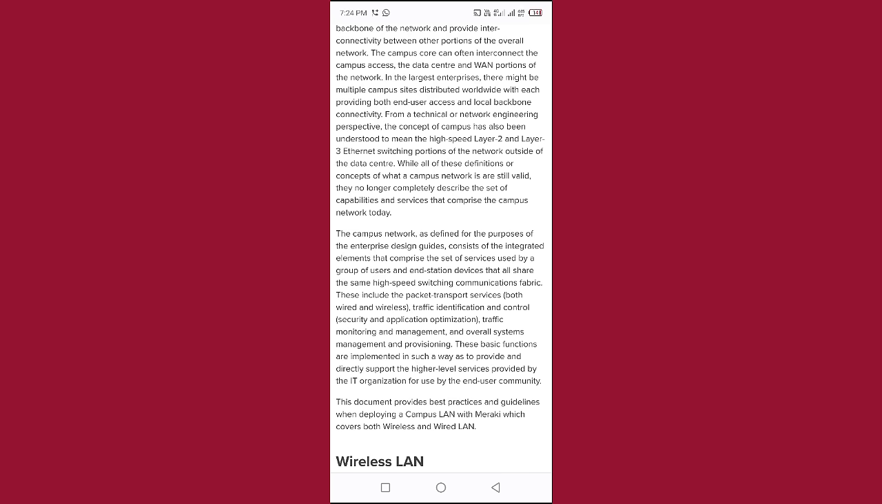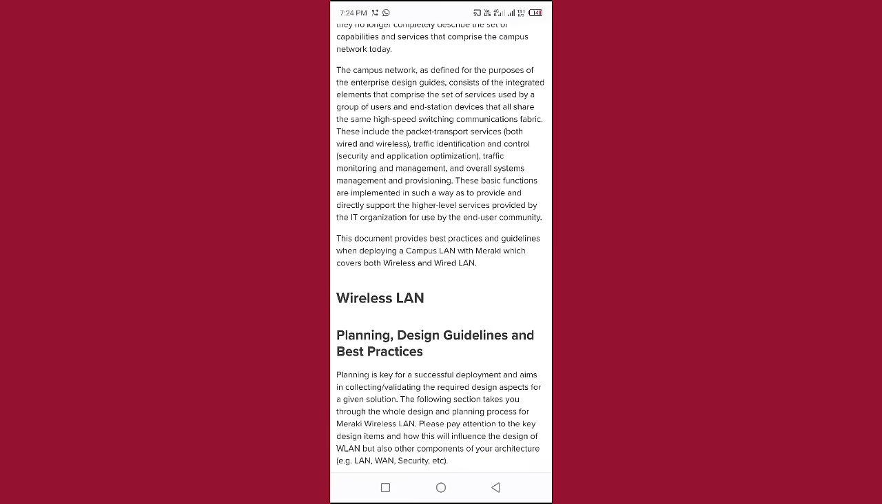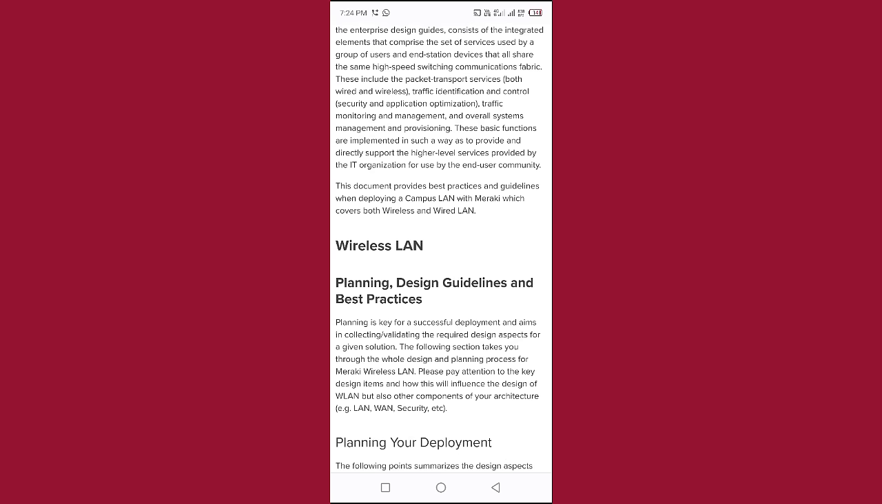These basic functions are implemented in such a way as to provide and directly support the higher level services provided by the IT organization for use by the end user community. This document provides best practices and guidelines when deploying a campus LAN with Meraki, which covers both wireless and wired LAN. Wireless LAN planning, design guidelines and best practices.